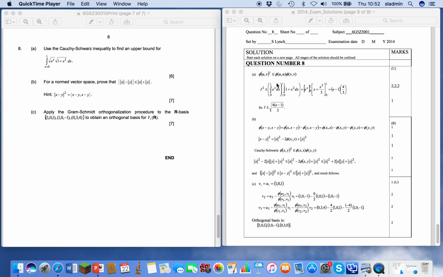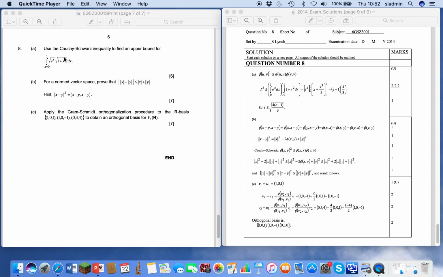So for part A, we use the Cauchy-Schwarz inequality, which is phi of u with v squared is less than the inner product of u with itself times the inner product of v with itself. So I squared is less than or equal to the integral from 0 to 1 of e to the x dx. So we've squared, so it's the square root of e to the x times the square root of e to the x. So that's the inner product of u with u. And here we do the inner product of v with v.